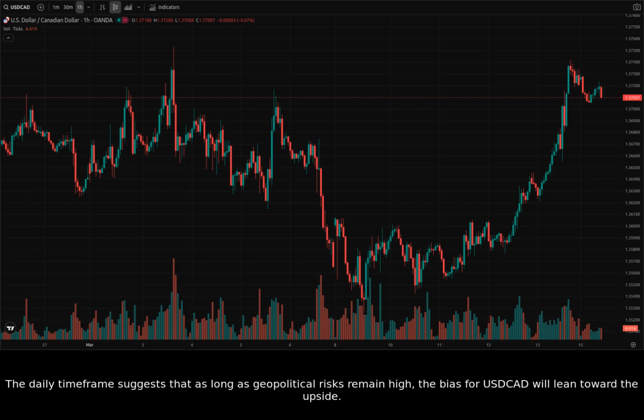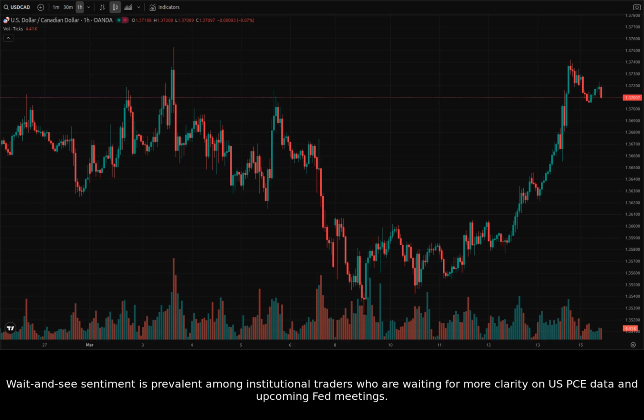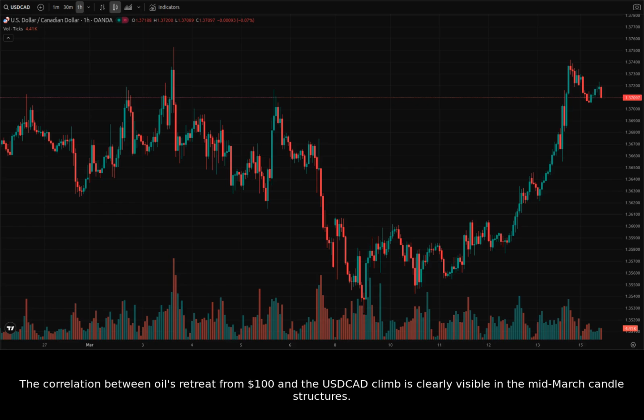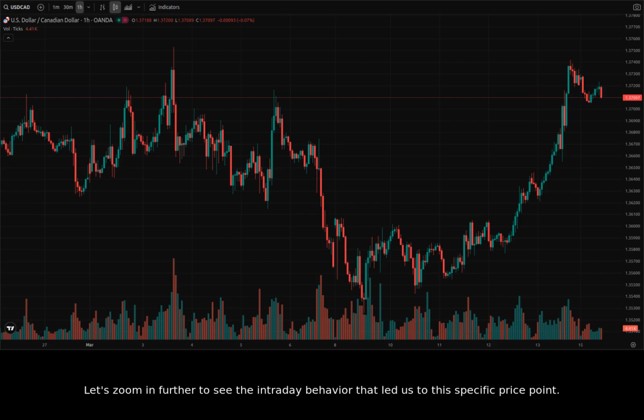toward the upside. Wait-and-see sentiment is prevalent among institutional traders who are waiting for more clarity on US PCE data and upcoming Fed meetings. The correlation between oil's retreat from $100 and the USD-CAD climb is clearly visible in the mid-March candle structures. Let's zoom in further to see the intraday behavior that led us to this specific price point.